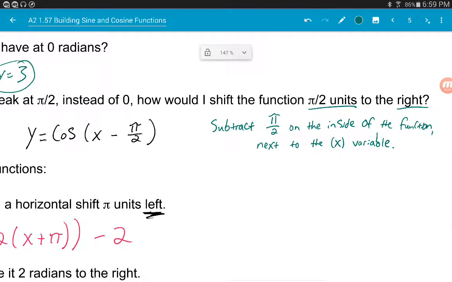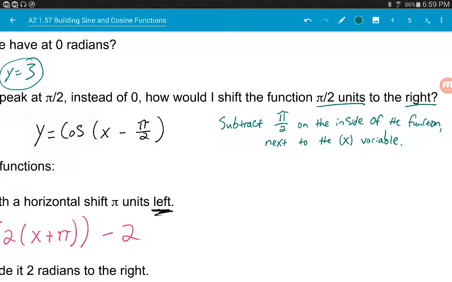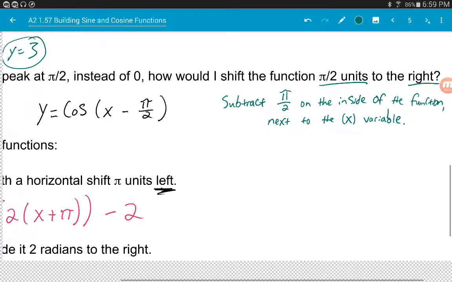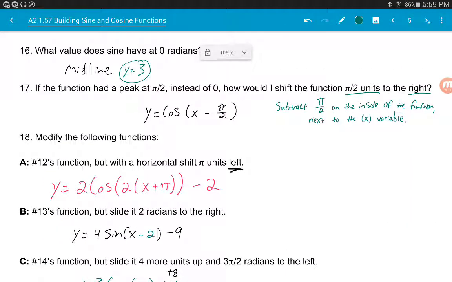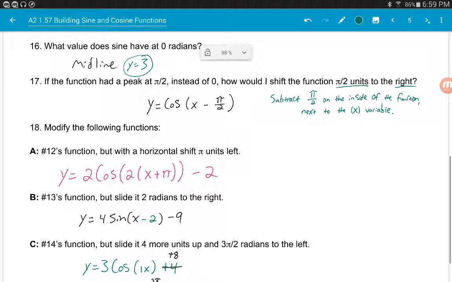So I gave an example here of how I would turn a cosine of x function into something that's shifted pi over 2 units to the right, which would be cosine of x minus pi over 2. What I did next was I asked you questions about modifying functions that we already had.